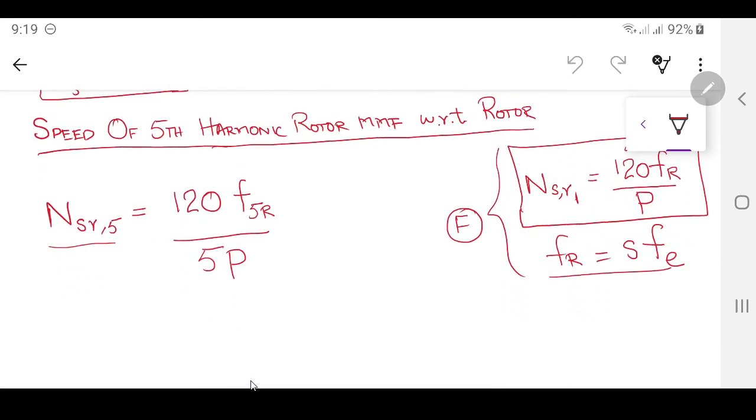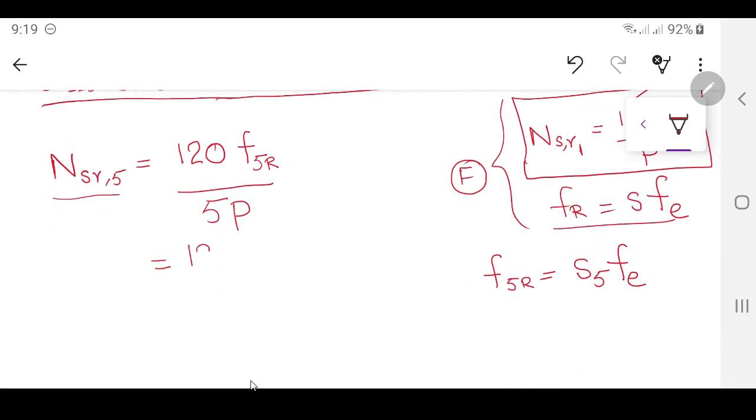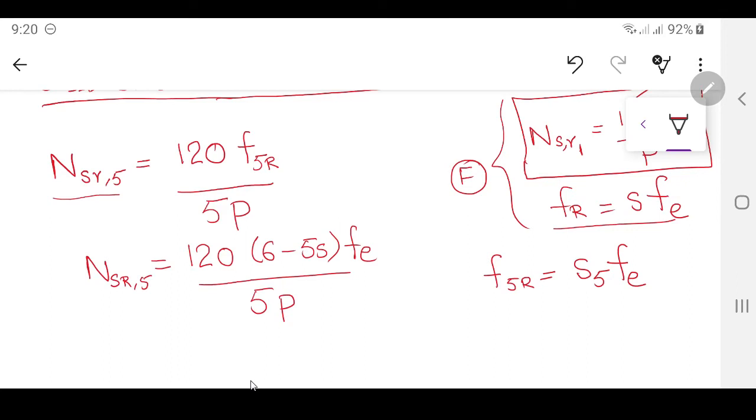Now NSR comma 5 is equal to 120 times F5R, and F5R is equal to S5 times Fe. I have already found S5: it is 6 minus 5S. So I will write 120 into (6 minus 5S) into F electrical divided by 5p. This is my NSR, 5. Remember, NS was the synchronous speed of the stator magnetic field. NSR is the rotor magnetic field, but this time with respect to the fifth harmonic.